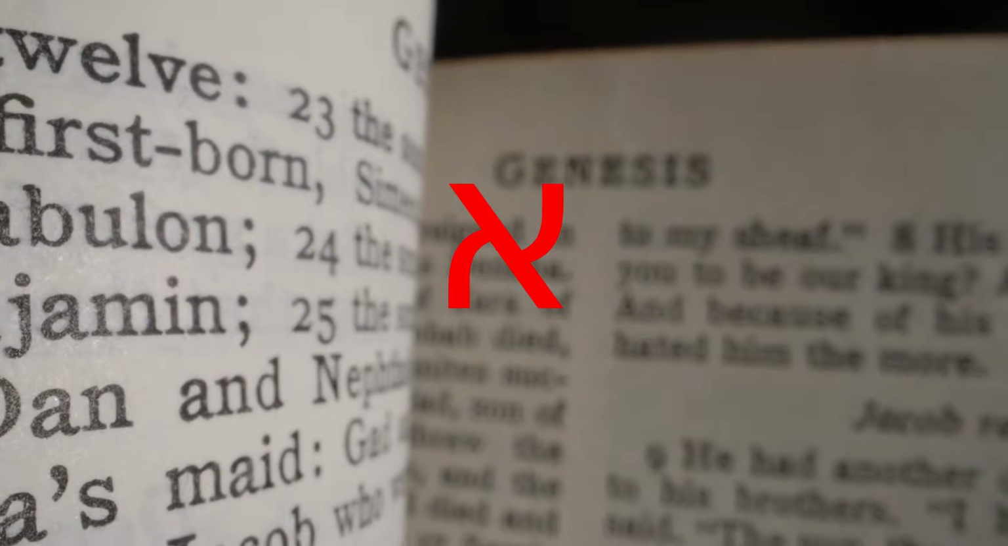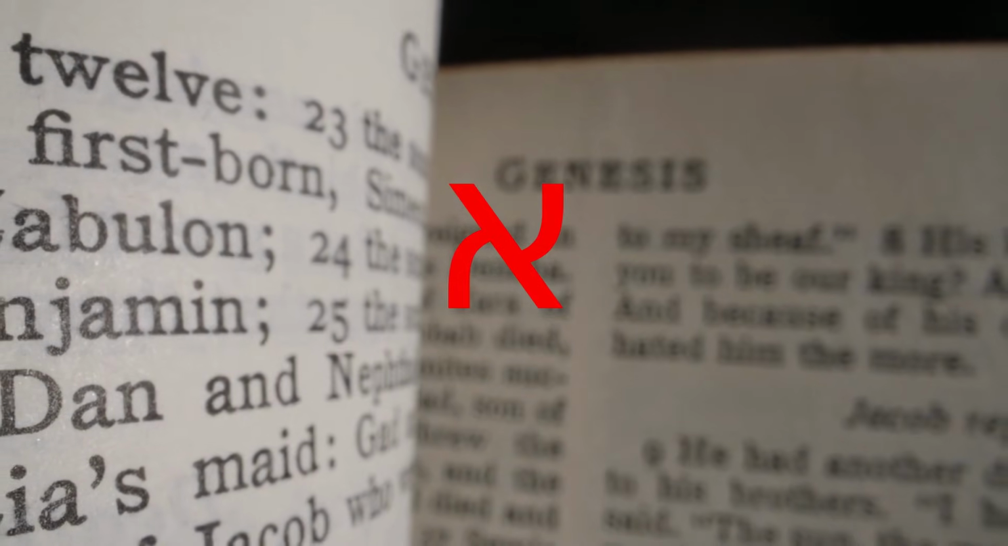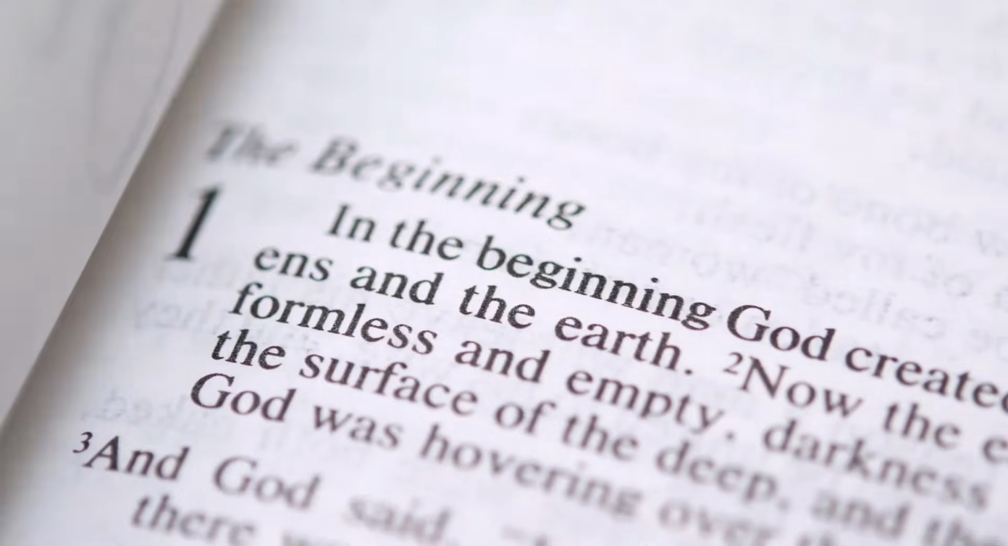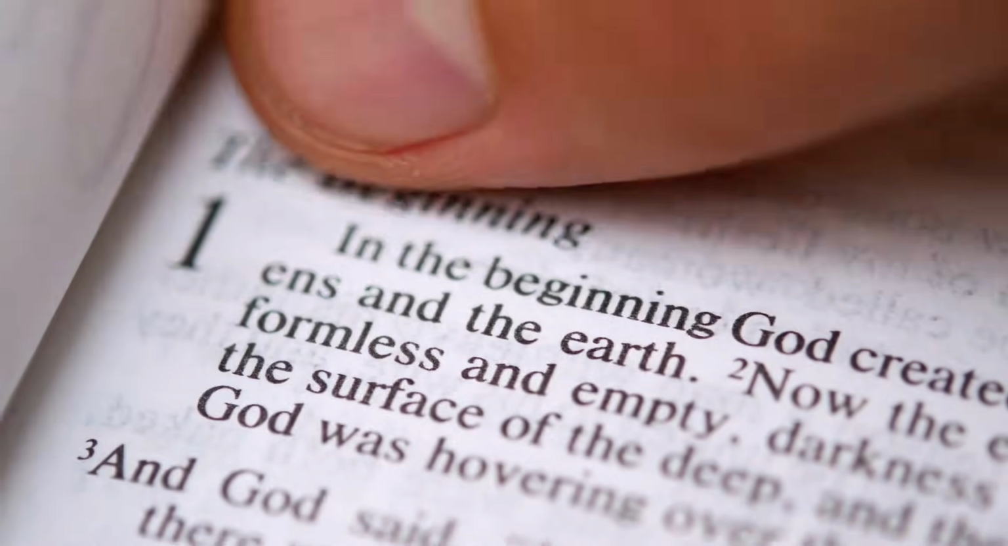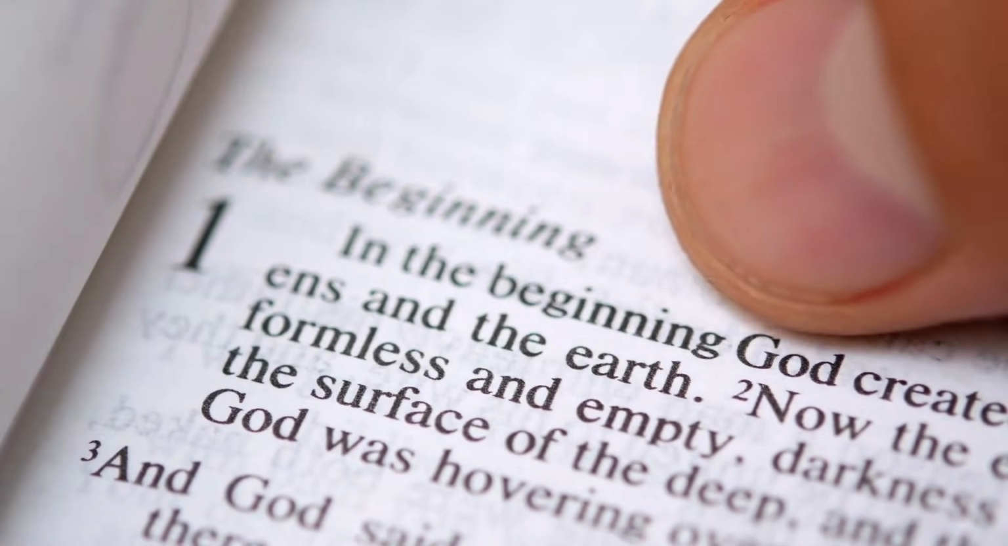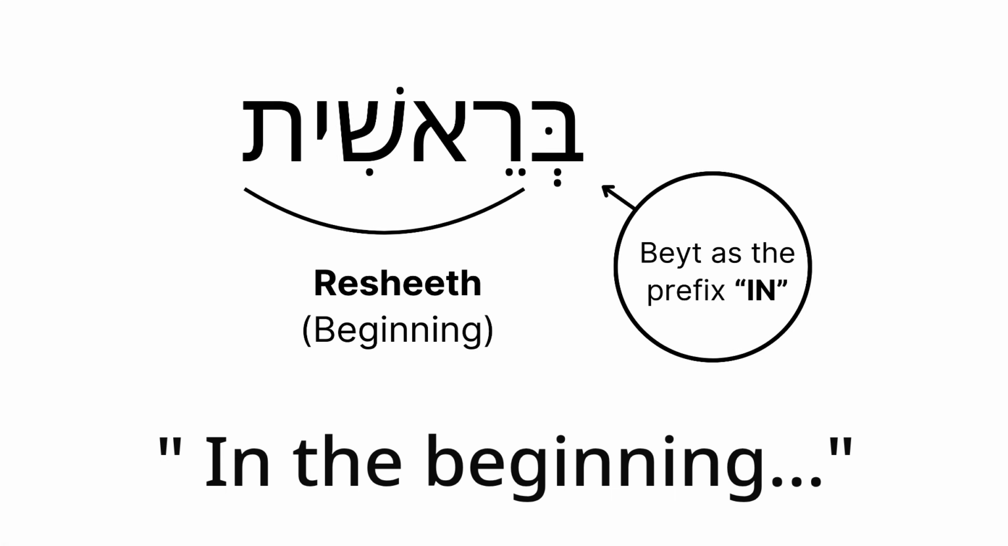One would think the Bible would start with the letter Aleph, which embodies being the source, the genesis, and represents the number one, which means first. But the Bible begins with the Hebrew letter Beyt. In the word Bereshit, the B is the Beyt, which represents the prefix in.